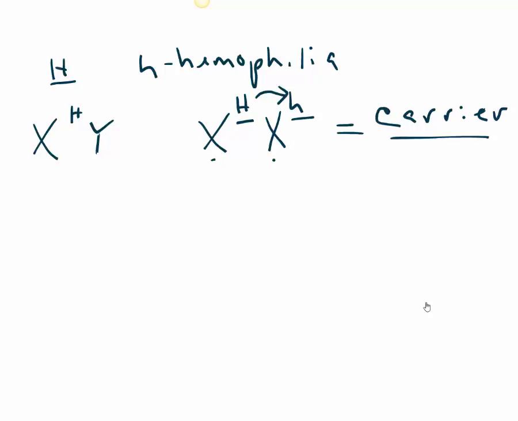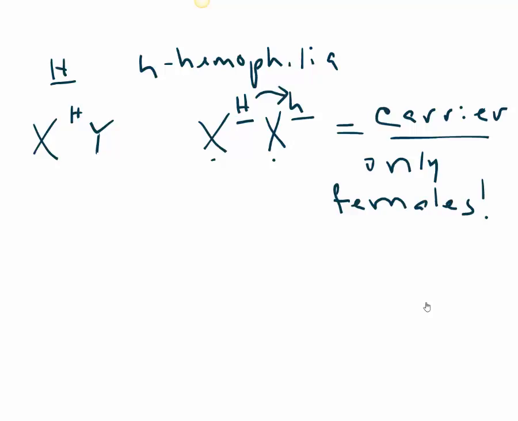But because the male does not have another X that could possibly override a bad hemophilia allele, he can never be a carrier. Only females can be carriers. So I'm going to write that here. Only females can be carriers.